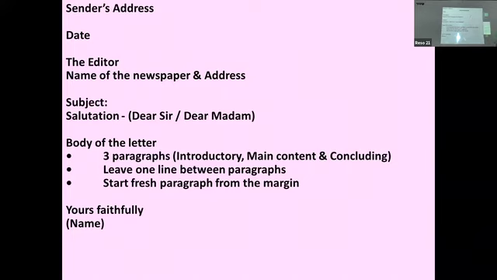Leave a line, put up the subject. In the salutation, dear sir, dear madam, respected sir. As per the case you can change it. You can also use sir or madam. Then the body in 3 paragraphs. And see, when you write a letter in real life, have this habit of leaving a line between the paragraphs. So leave one line between the paragraphs and start each fresh paragraph from the margin, that is from the left hand side. We used to leave only a space and then start. That is not the way.